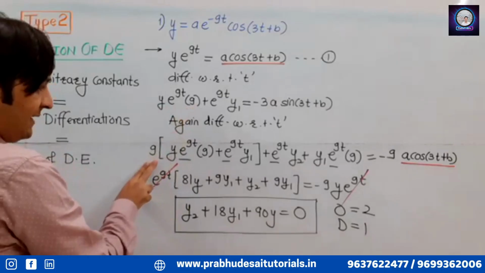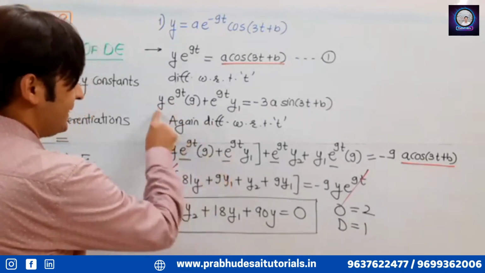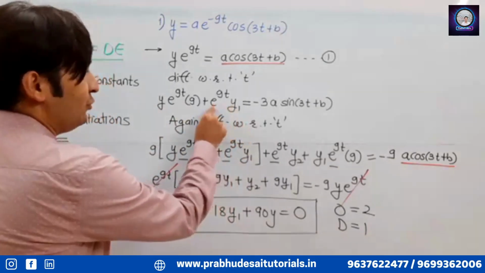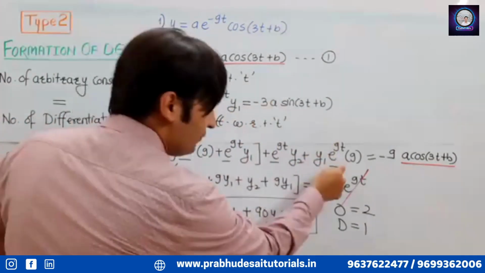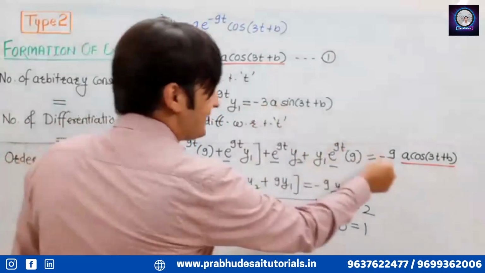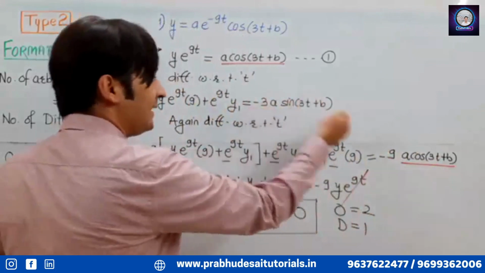This 9 outside, this is u, this is v. u derivative v plus v derivative of u. Same here, u and v. u derivative of v plus v derivative of u. This a as it is. Sin derivative is cos. 3t is 3 and 3 9.